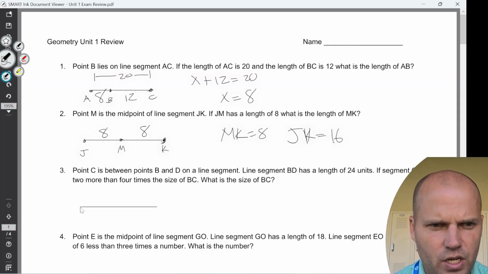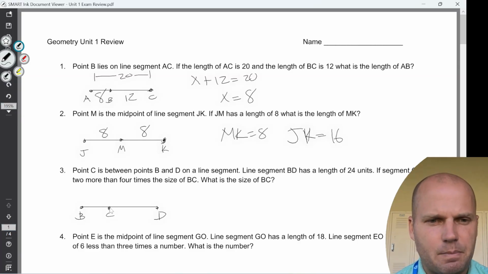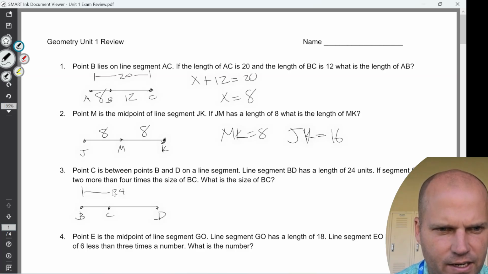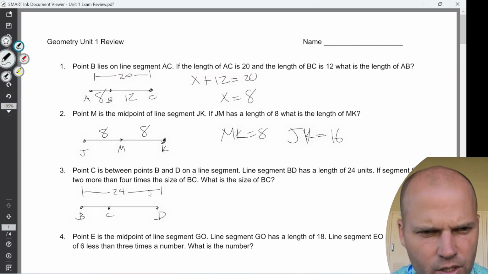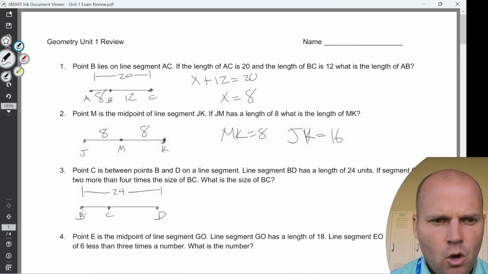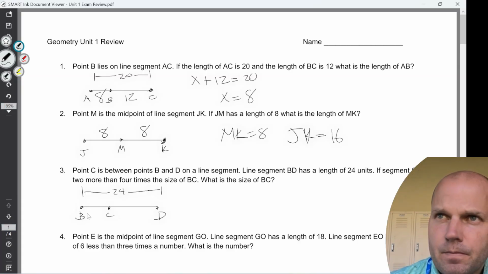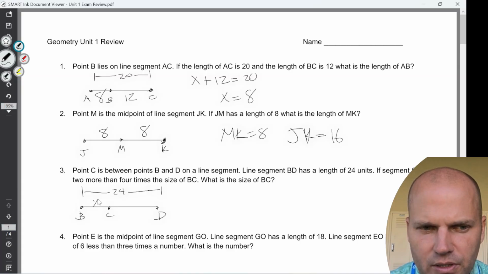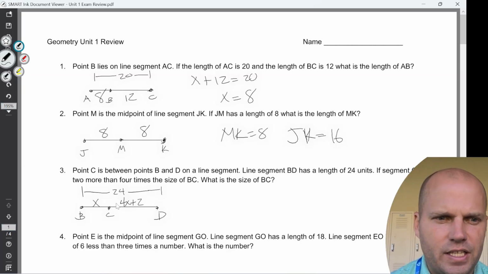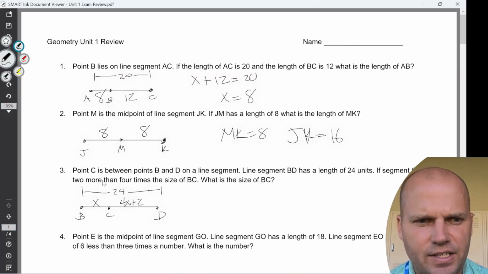Point C, number 3, is between points B and D on a line segment. So again, C we can't assume is in the middle. BD has a length of 24, so that's the entire line segment's length is 24. CD is 2 more than 4 times the size of BC. I don't know the size of BC, so I'm going to label BC's length as x. I'm going to say that CD is 4x plus 2. That's 2 more than 4 times the size of BC.